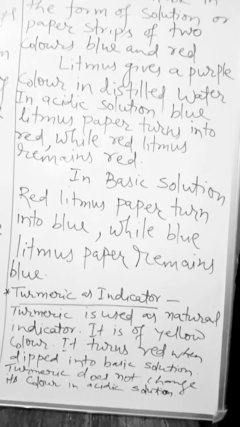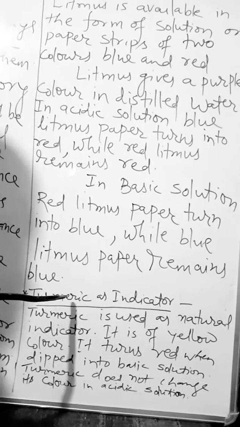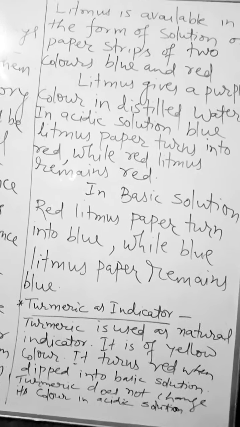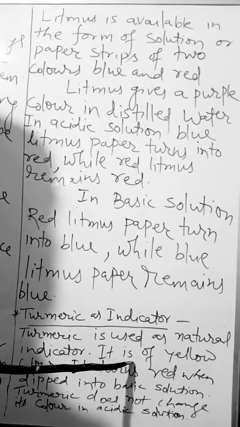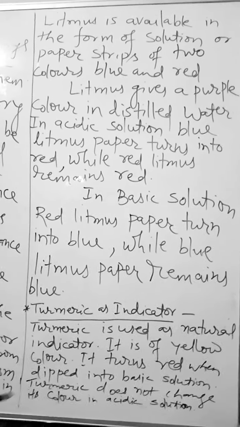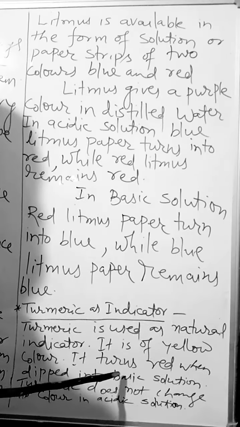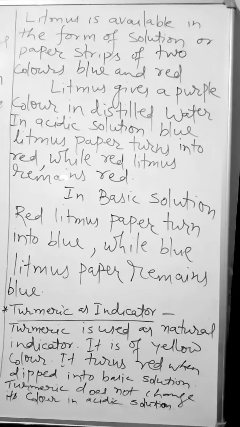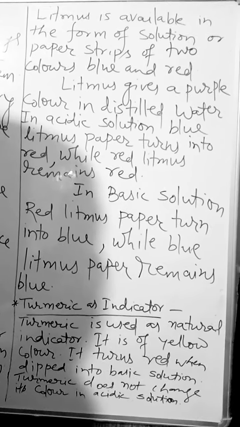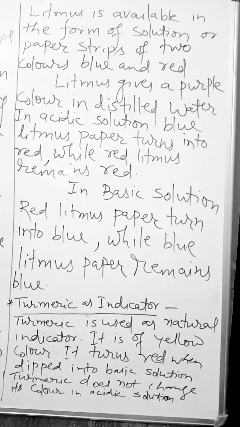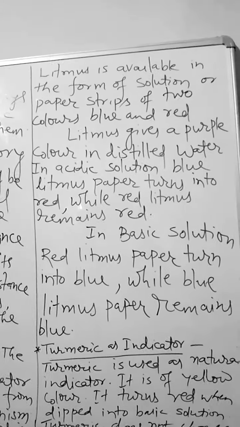Another indicator is turmeric. Turmeric is used as a natural indicator. It is of which color? Yellow color. It turns red when dipped into a basic solution. Turmeric does not change its color in acidic solution. We can also go through the test of the solution to get the exact idea.